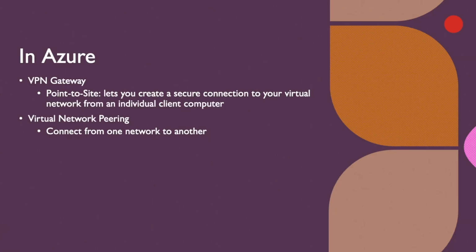Now, number one, the primary way is the VPN gateway. So you have essentially a point to site, and that lets you create a secure connection to your virtual network from an individual client computer. And then you have your site-to-site VPNs and all that good stuff. Next, you have your virtual network peering, and that allows you to connect from one network to another. If you've heard of VPC peering, it's the same thing.